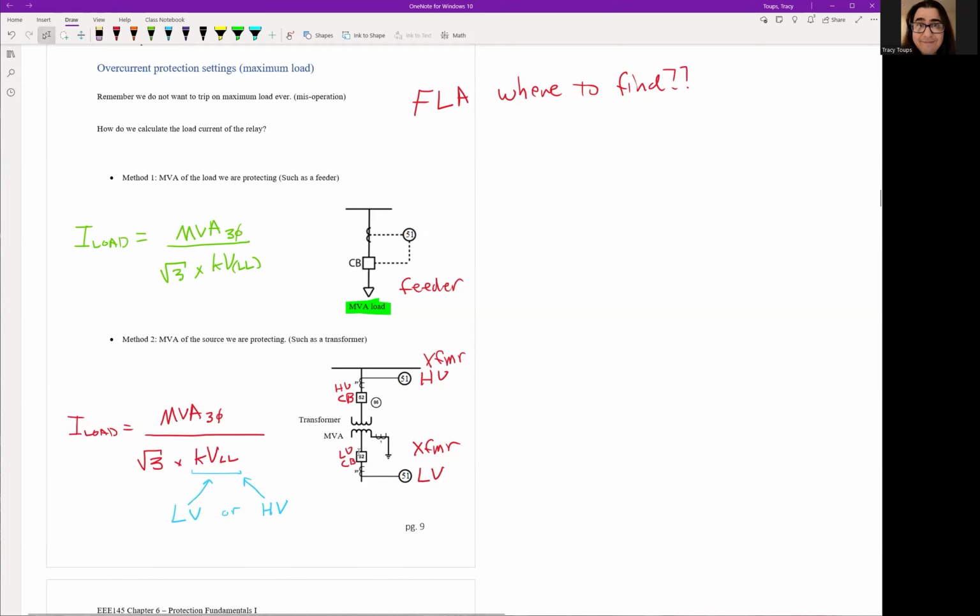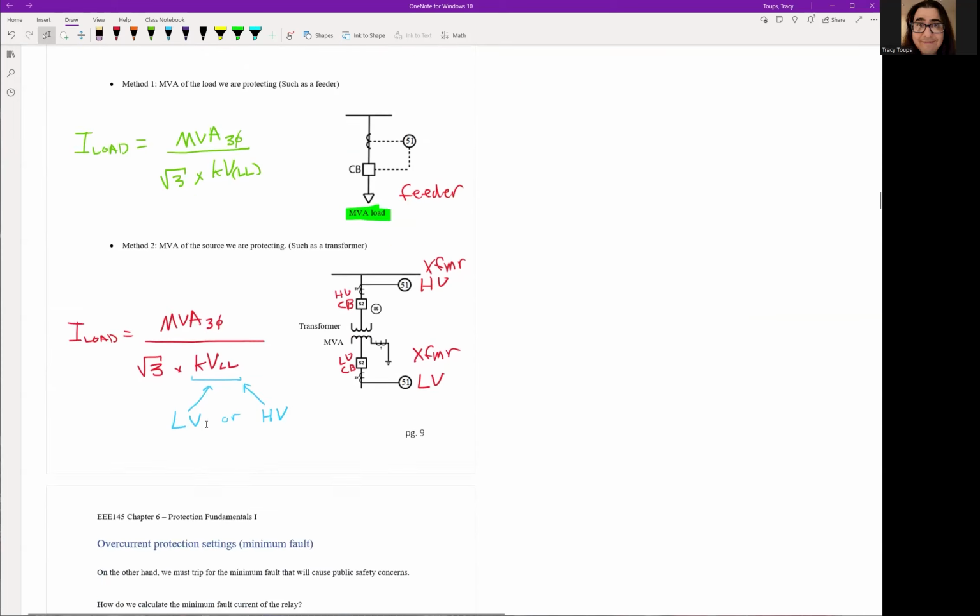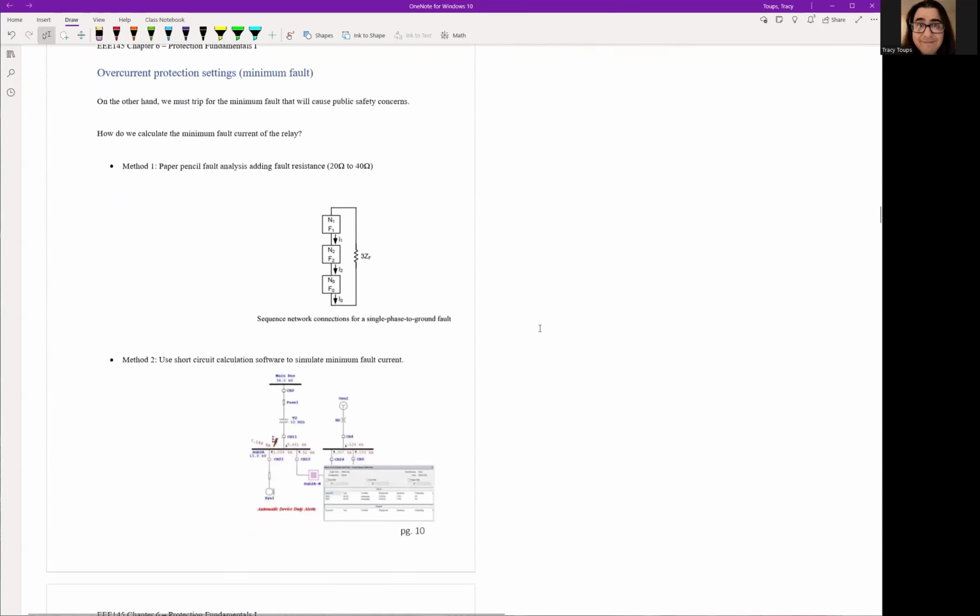And don't swap them. Let's say we calculate low voltage current. That's going to be the current to use for the low voltage overcurrent relay. High voltage current is going to be used for the high voltage overcurrent relay on the high side. Okay, so that's kind of the main formula we use to find your full load amps. So you could do your 150% full load amps.